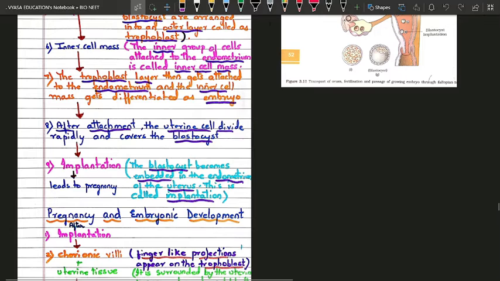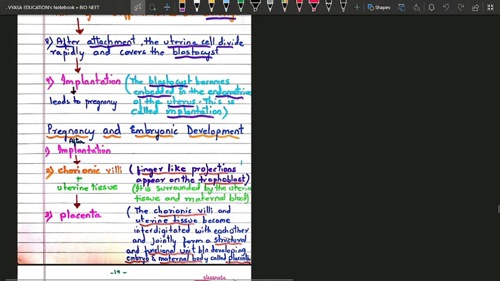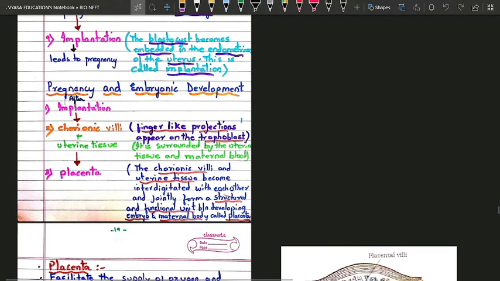Then finally implantation takes place. The blastocyst becomes embedded in the endometrium of the uterus. This is called implantation, and finally it leads to pregnancy. Up until implantation, pregnancy test will not be positive. Implantation must happen. This condition is called pregnancy. So, pregnancy and embryonic development.